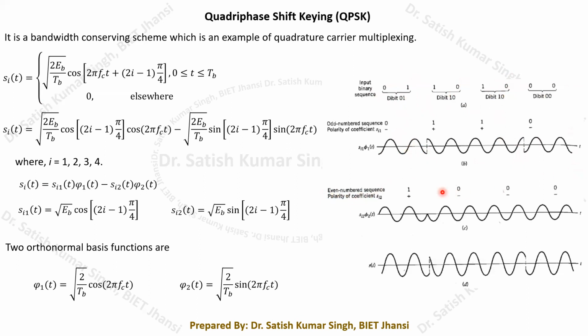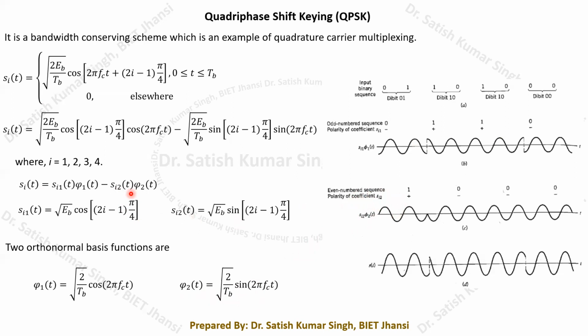Again, a similar convention we have to follow. The polarity of the coefficient Si2, if you see, should be positive. So if you take this as positive, we have to just plot this Si2 phi 2(t) multiplication. We can see that this phi 2(t) basis function is nothing but our sinusoidal carrier. Because the polarity Si2(t) should be positive, we have taken it as positive as per our convention.